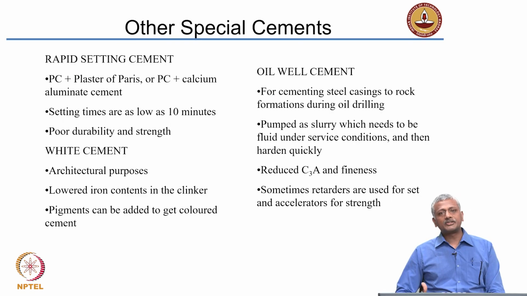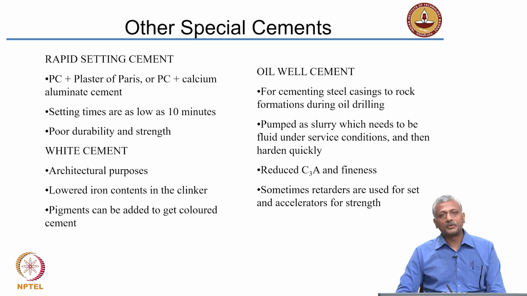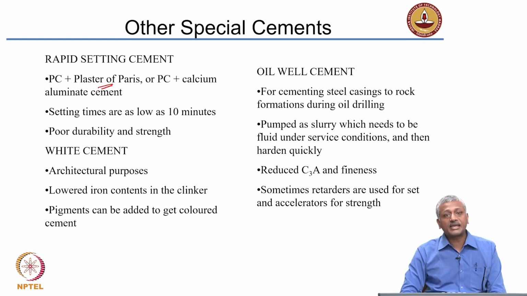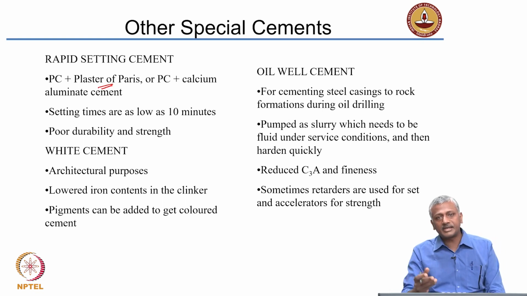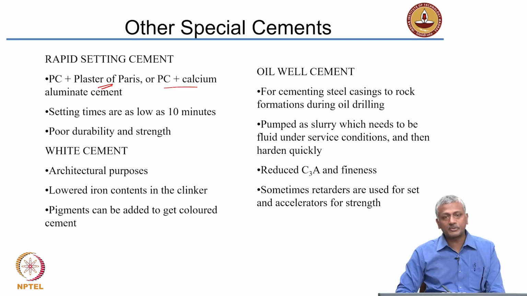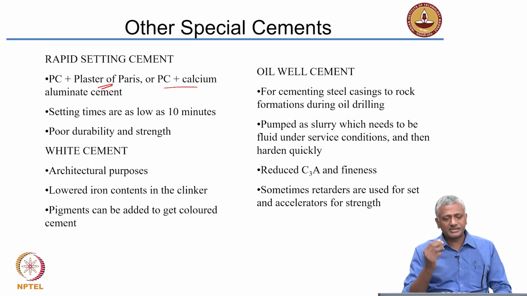There are other special cements also which are used for very specific purposes, like rapid hardening cement. Okay, rapid hardening cement generally consists of some amount of plaster of Paris, which is calcium sulfate hemihydrate, CaSO4·½H2O, or sometimes it may have Portland cement plus calcium aluminate cement. So that as soon as you mix with water, within a small period of time, let us say as low as 10 minutes, you get a rapid stiffening.